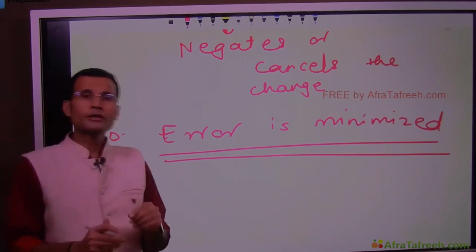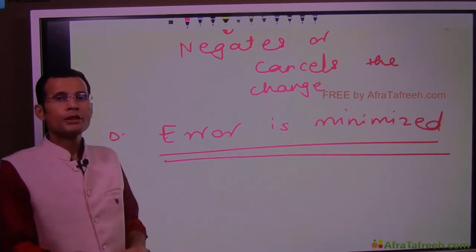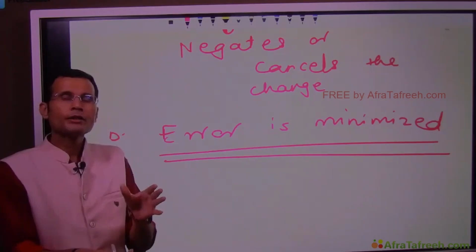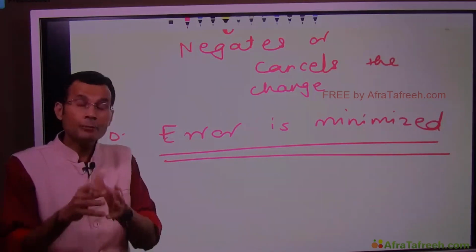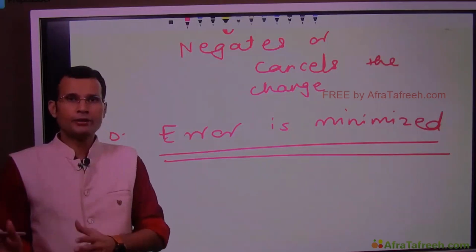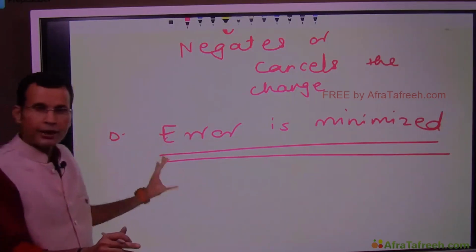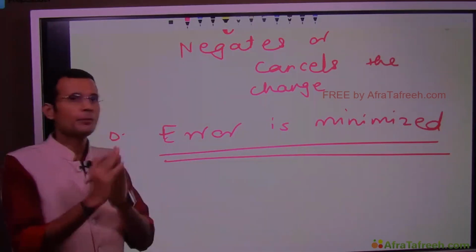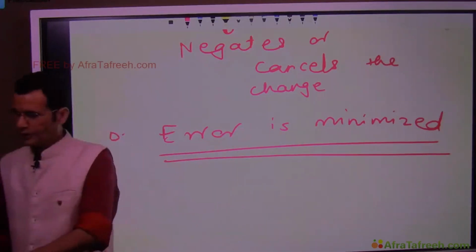And because the controller does the opposite, the error is minimized. I'll tell you what is error. We are going to talk about it. But for now, just remember, in the case of positive feedback, error will be amplified, magnified. Remember this. And in negative feedback, error is going to be minimized. So what is this error? Let's try to understand now.